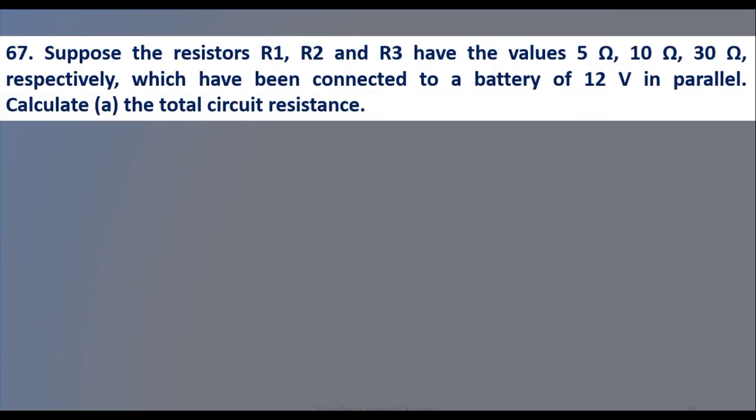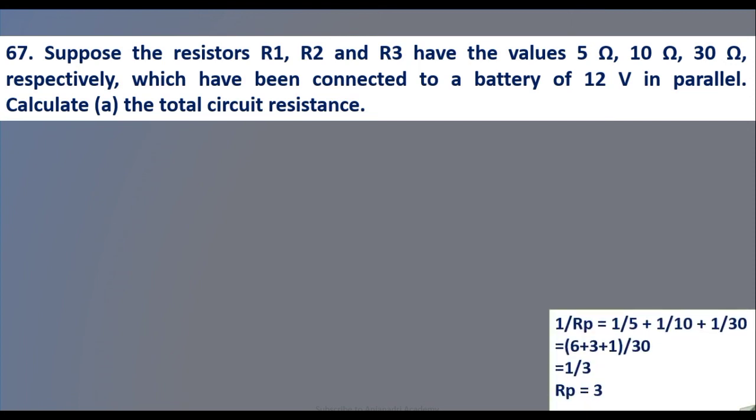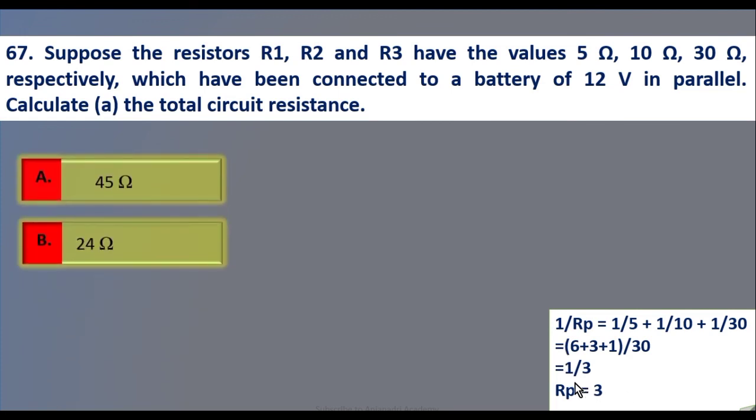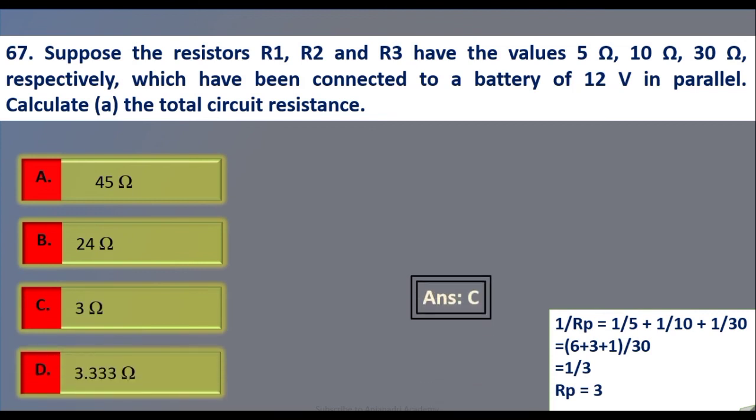Next question is, suppose the resistors R1, R2, R3 have the values of 5 ohm, 10 ohm, 30 ohm respectively, which have been connected to a battery of 12 volt in parallel. Calculate the total circuit resistance. We know when it is in parallel, 1 by R1 plus 1 by R2 plus 1 by R3. When we take the LCM, it is 30. After the simplification, we are getting 1 by RP is equal to 1 by 3. Therefore RP is equal to 3 ohm. Let's see the option. Yes, option C is the right answer.